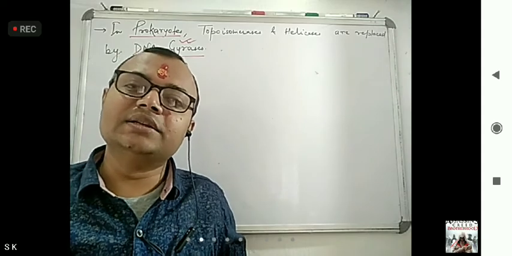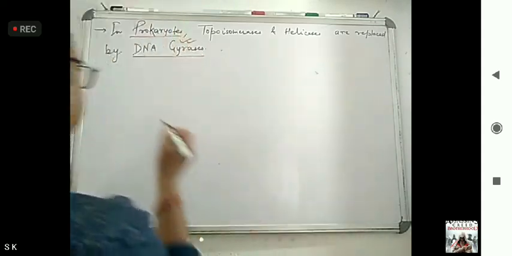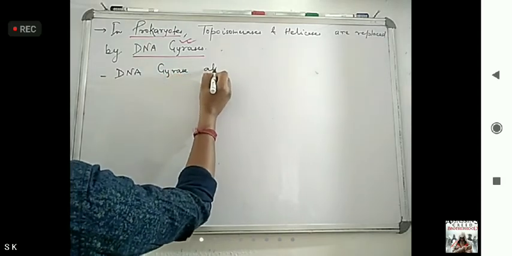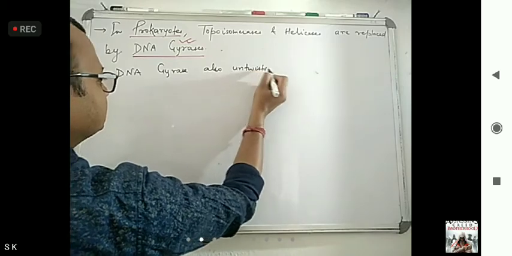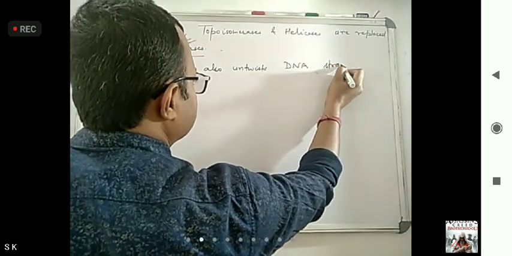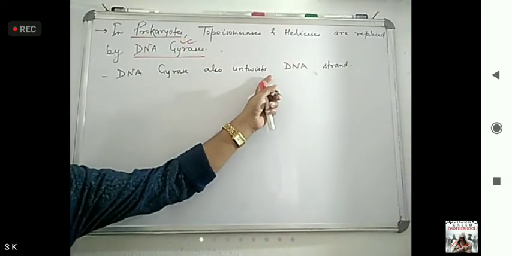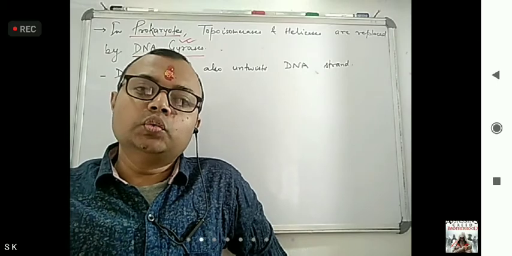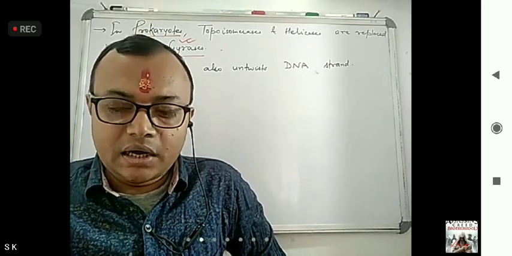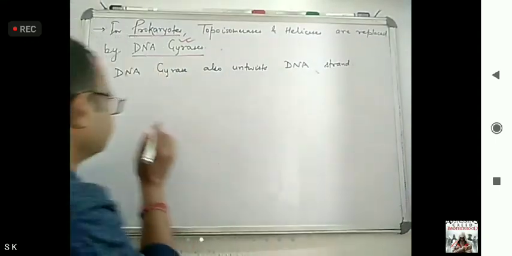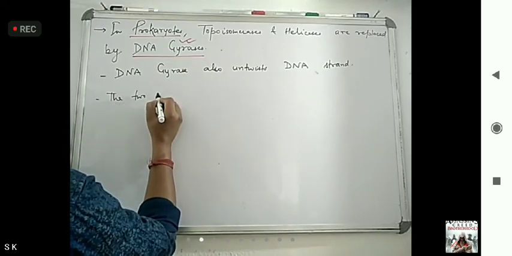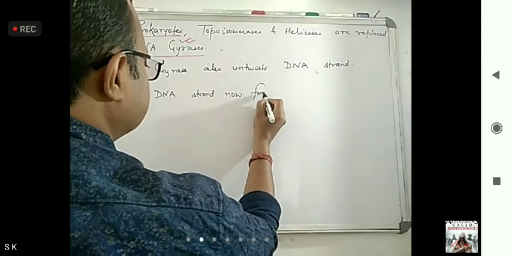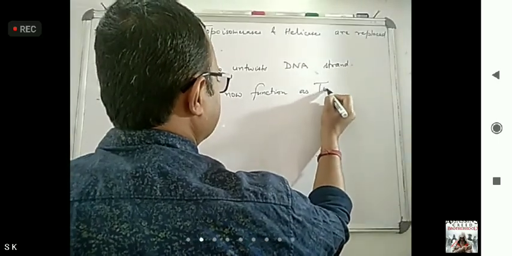Now this DNA gyrase also untwists DNA strand. Okay, now the two separated DNA strands act as templates. The two DNA strands now function as template strands where replication or duplication is going on.